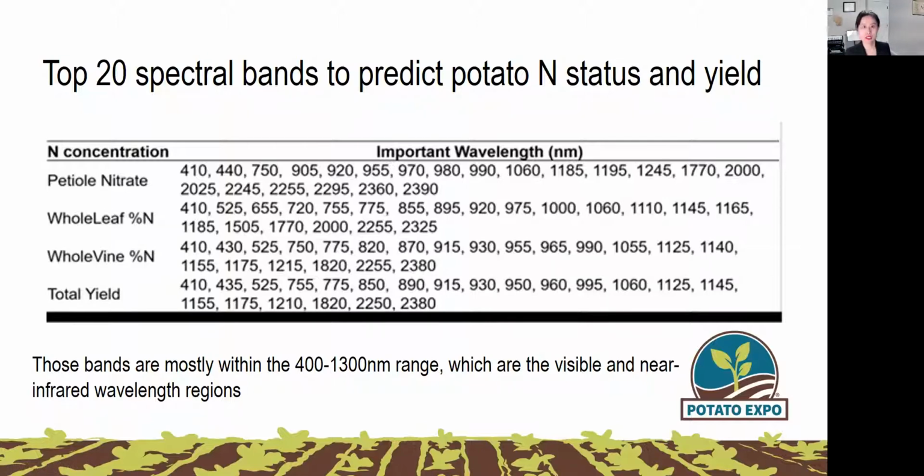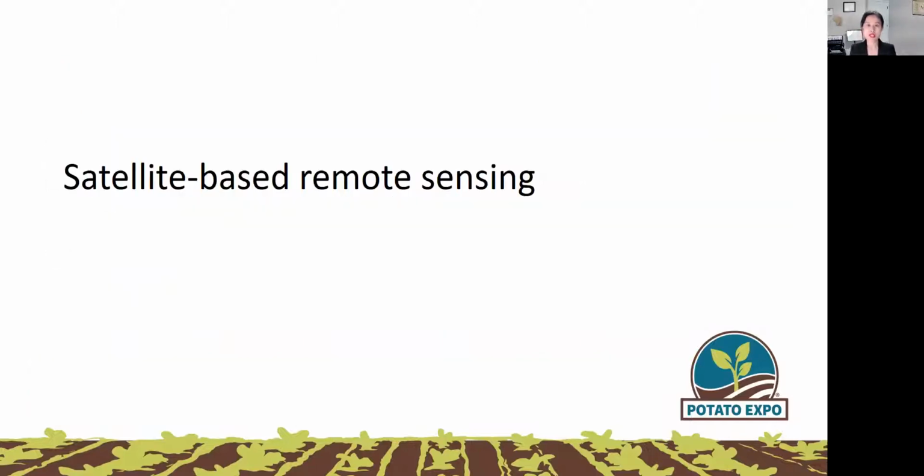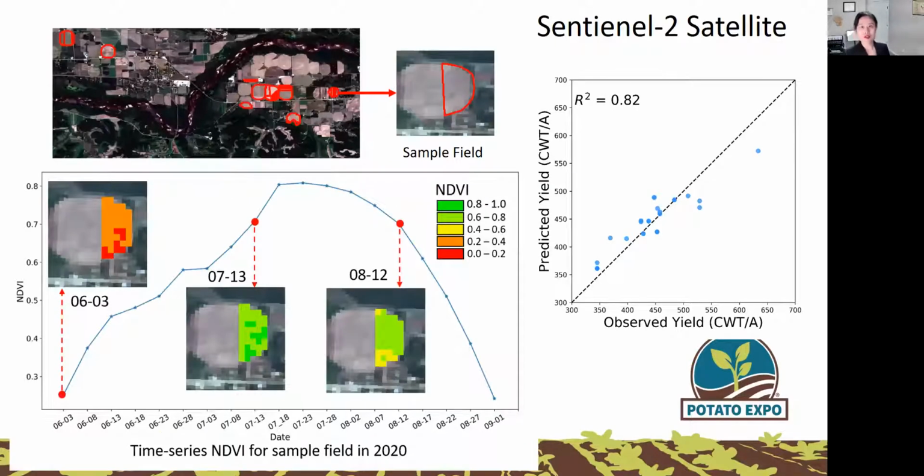The second project I want to touch on here is the satellite-based multispectral remote sensing project. This is a Google map showing different commercial potato fields in central sands of Wisconsin. By using the multispectral images collected by the Sentinel-2 satellite, we will be able to predict the NDVI of each field over the course of the growing season.